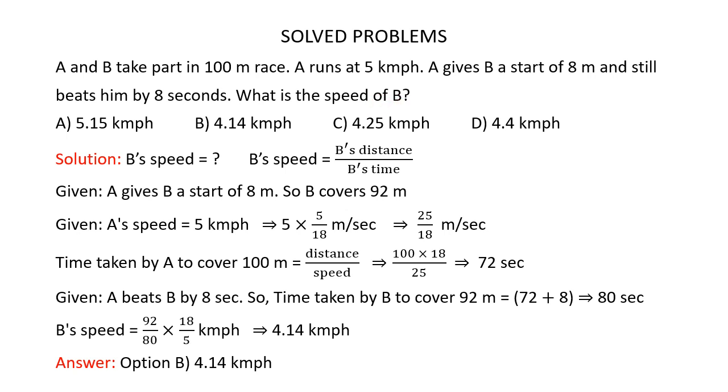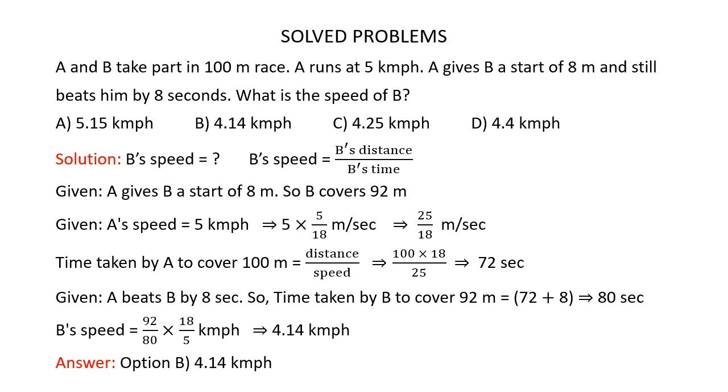Now we know that B's speed is equal to B's distance divided by B's time. So if we know B's distance and B's time, we can easily find B's speed. So first let's find out B's distance. Now it's given that A gives B a start of 8 meters.